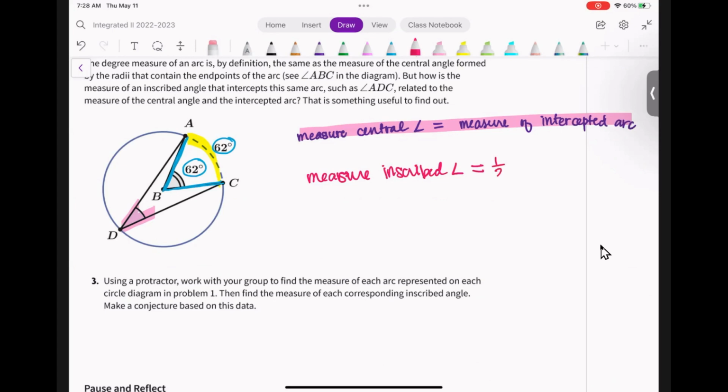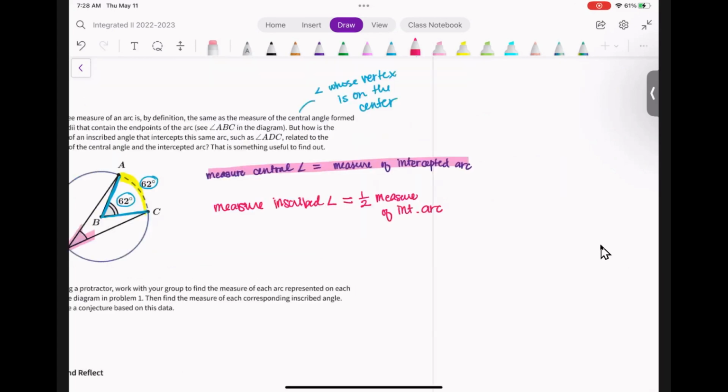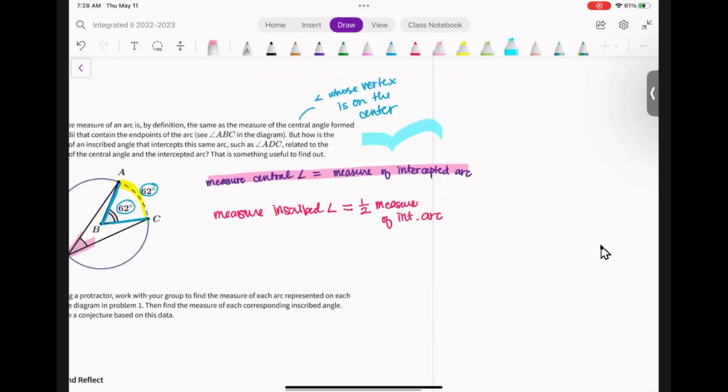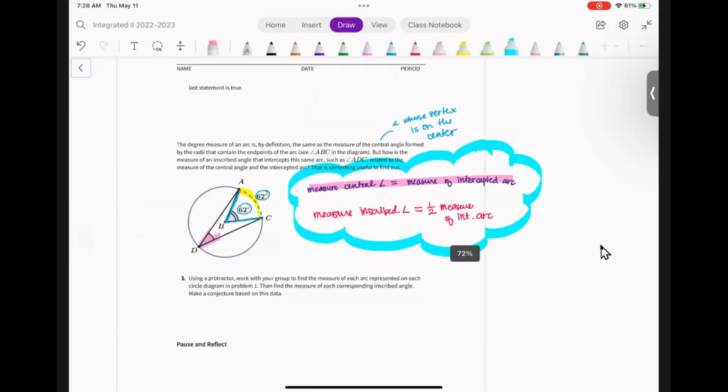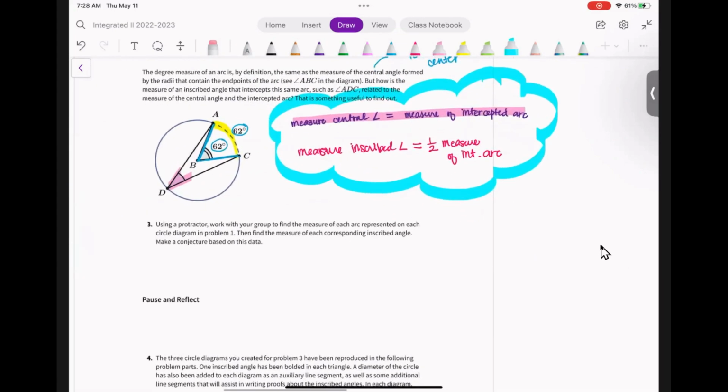I'm going to write this as an equation. Equals half of the measure of the intercepted arc. So here's another thing. I'm going to put this in a giant bubble because this is something that you need to know going forward. So the measure of the central angle, it's the same, 62, 62.